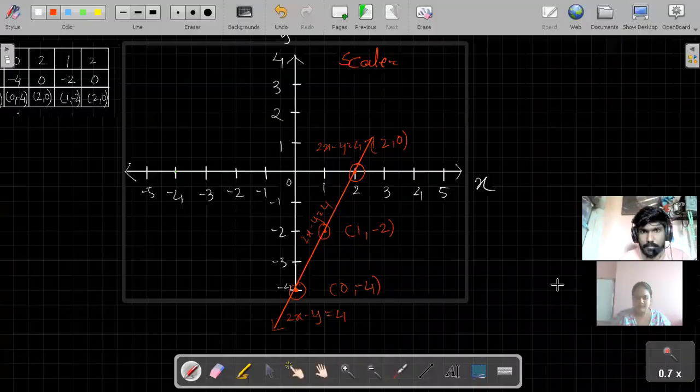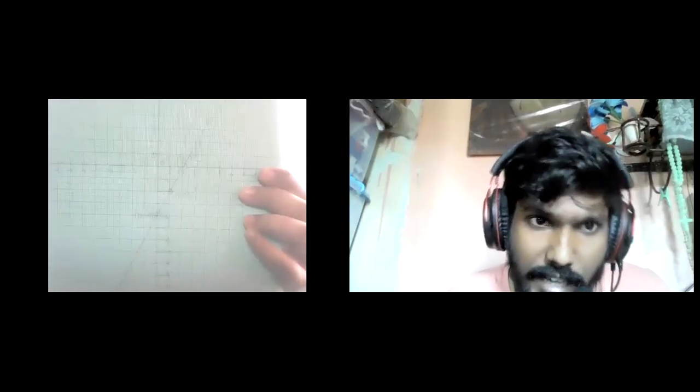So this is the way you draw the graph for a given equation. So now given any equation, will you be able to draw the line? Yes, perfect.